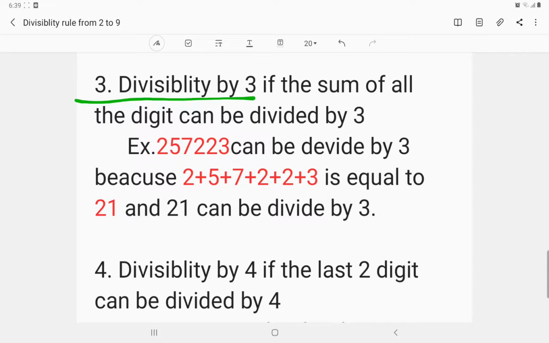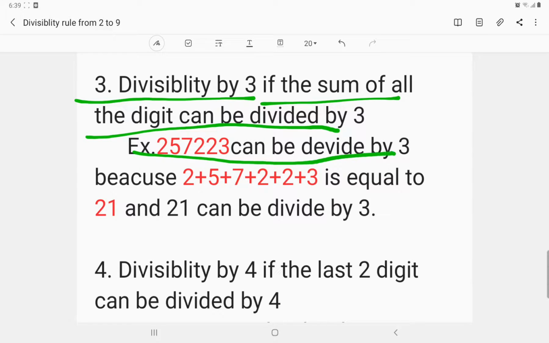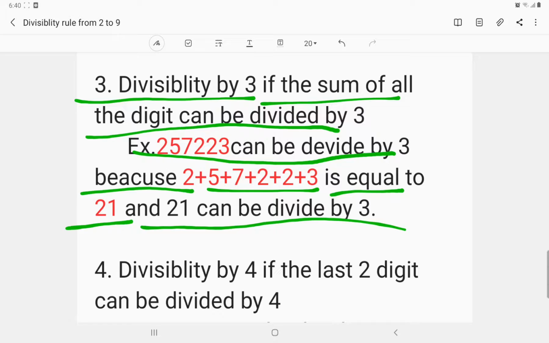Divisible by 3 if the sum of all the digits can be divided by 3. Example, this number can be divided by 3 because the sum of its digits is equal to 21, and 21 can be divided by 3. Okay, so this number can be divided by 3. Divisibility by 3: if the sum of all the digits can be divided by 3.